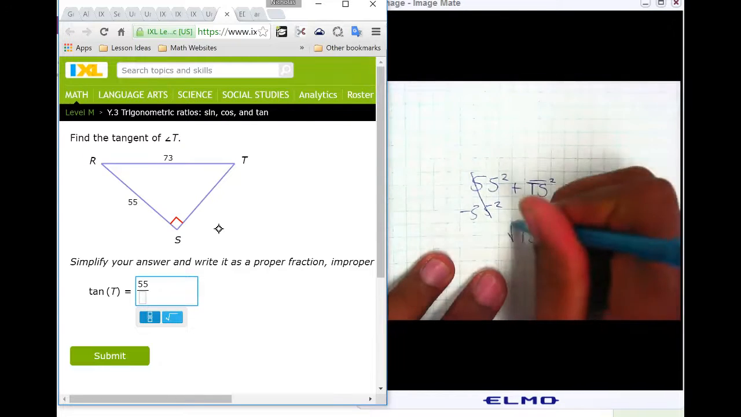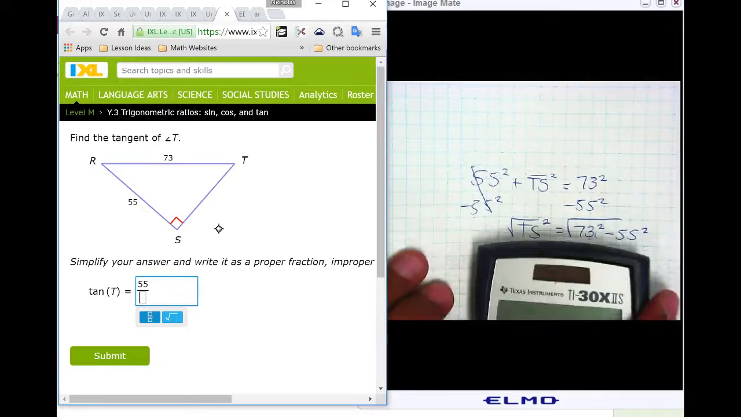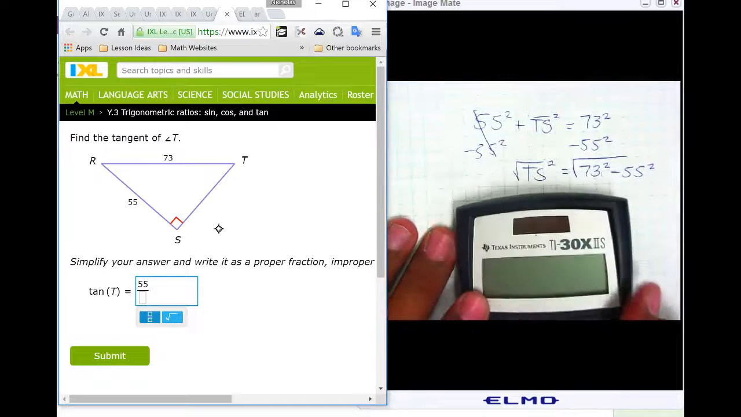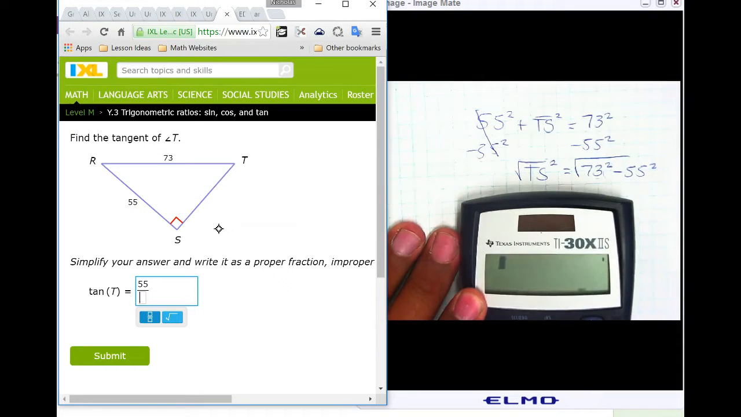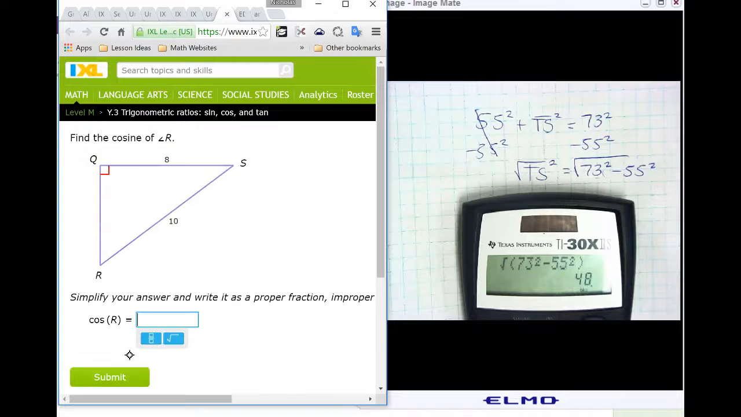I know I'm going to have to subtract these and then figure out the square root. So let's do that all at once on the calculator instead of one step at a time. In our calculator, I'm going to do the square root of 73 squared minus 55 squared. And that other side is 48. So the side we needed was 48. We go back here, type in 48, and I don't think there's a number that goes into both 55 and 48. So there's our answer. And that's how we do the IXL problems.